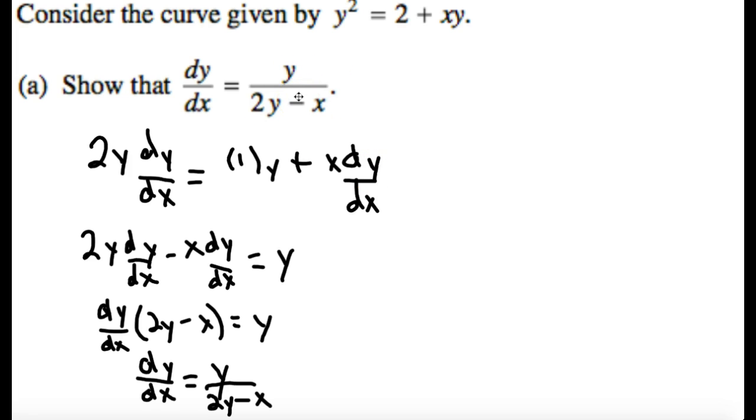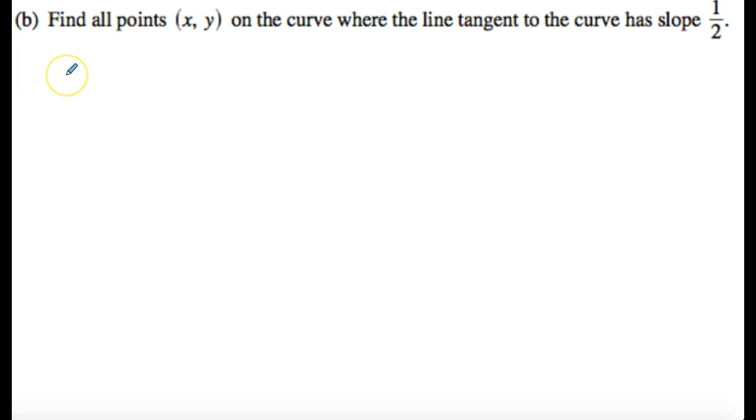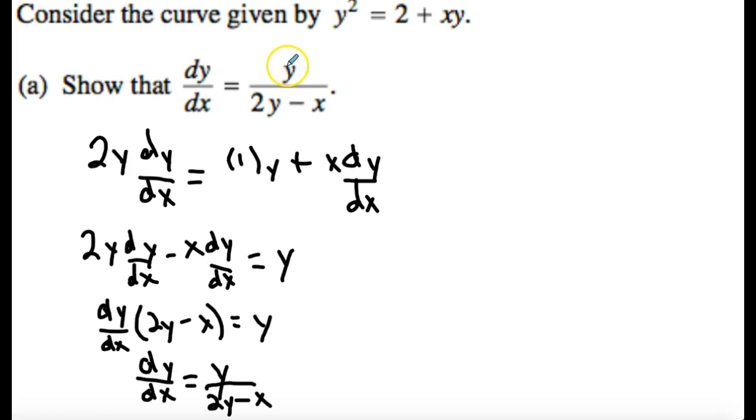And that's exactly what we wanted to show. Right? So we have completed part A of this question. That's everything we needed to do for part A. Now part B says find all points on the curve where the line tangent to the curve has slope of 1/2. What does that mean? Well, slope of 1/2 means that dy/dx equals 1/2, right? So what I want to do is take my derivative, y over 2y minus x, and set that equal to 1/2.